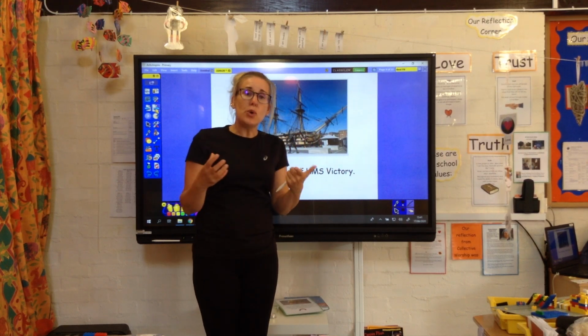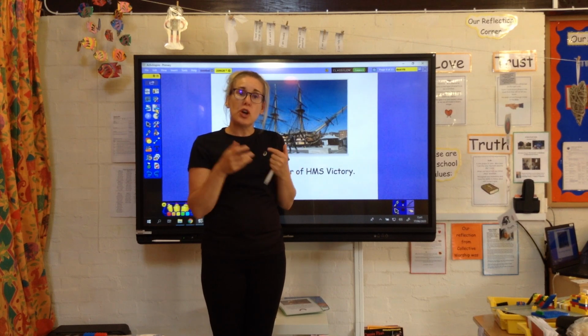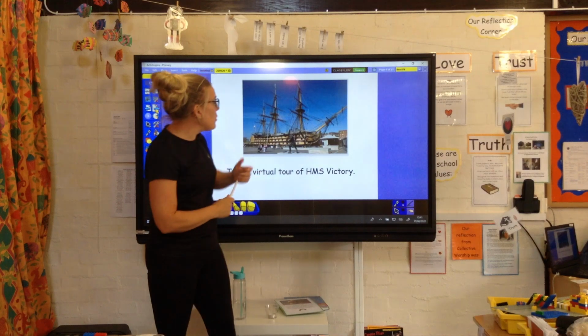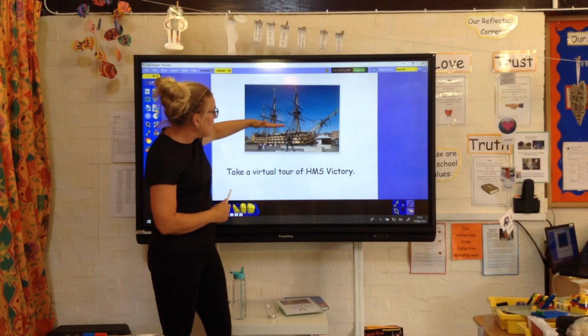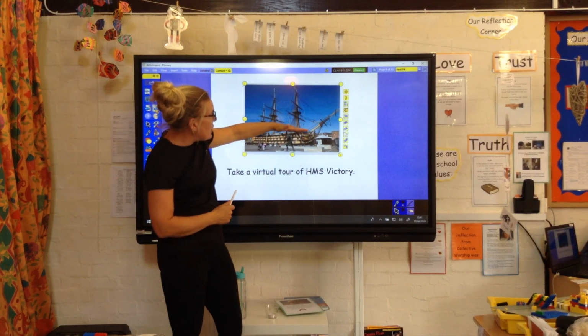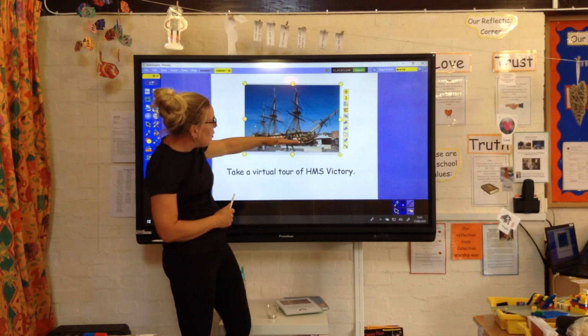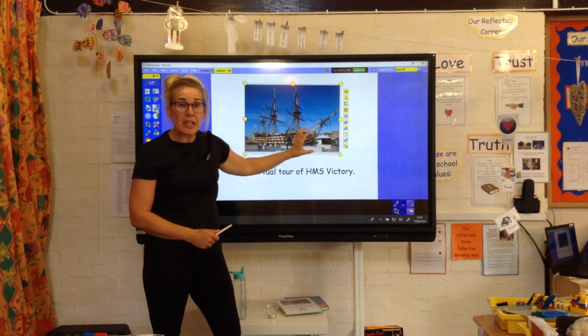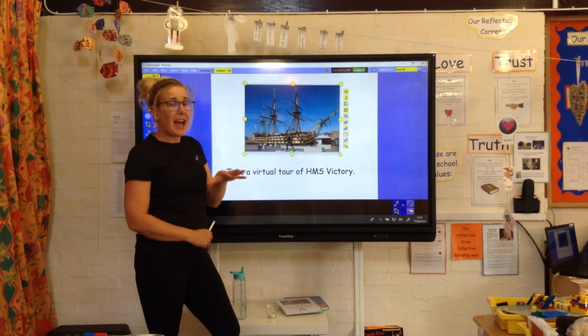There isn't actually any talking on it, but it does give you a chance to see what the boat was like and the different decks that were on board. So you've got your top deck, your outer deck up here, and then you've got lots of decks that come all the way down right into the bottom where they used to store the things that they needed. So have a look at that.